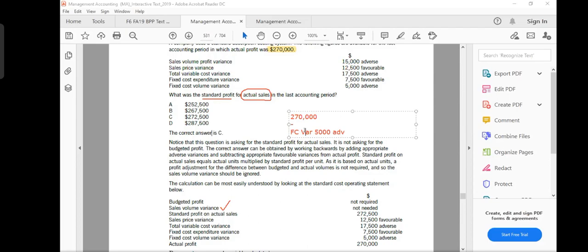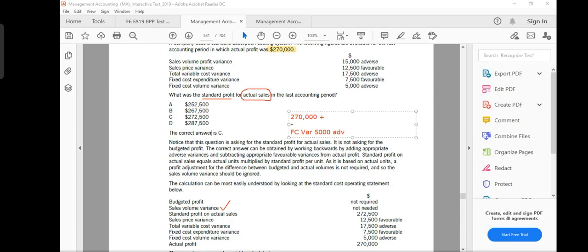Now, they told us that my actual profit is 270,000. And there is a $5,000 fixed cost volume variance, 5,000 adverse. If a cost variance becomes adverse, it means that my profit has gone down.